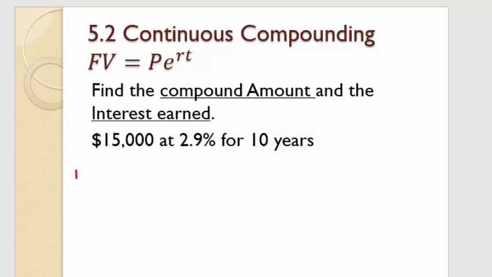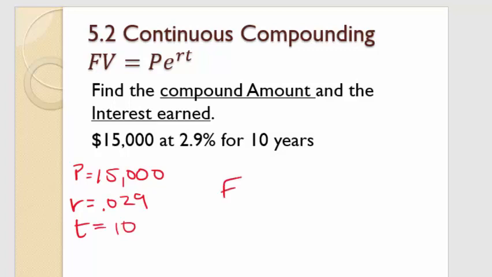I'm going to pull out my principal first, which is $15,000. The rate and time is what I'm going to use in this case, so it makes things a little bit simpler. The rate is 0.029 and the time is 10 years. And so plugging everything in, my future value then is the principal times e to the rt. Now I'm going to put parentheses around r, 0.029 times t, which is 10.